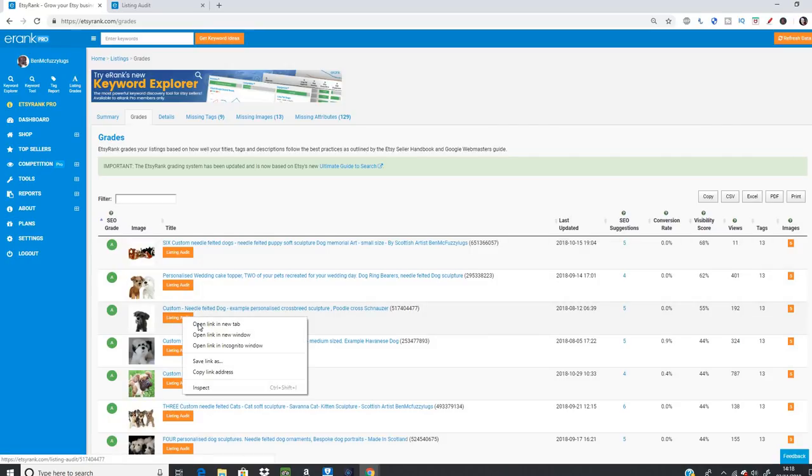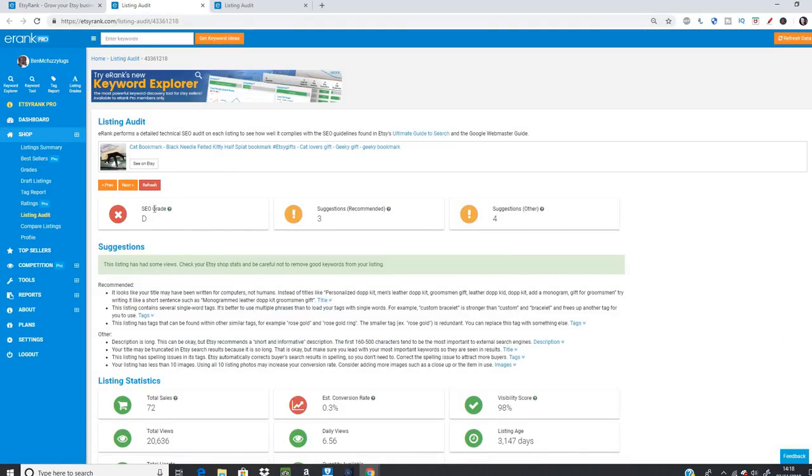So let's open up this one as well. But let's get to my rubbish item. So this is a D grade. This is as bad as you can get, supposedly. So when you click on listing audit for the item, this is where it takes you. You can pop over to Etsy to fix it. It gives you lots of information. You can also refresh it. Once you've changed it on Etsy, you can refresh and get your new grade.